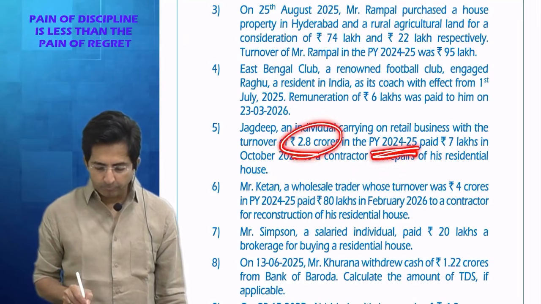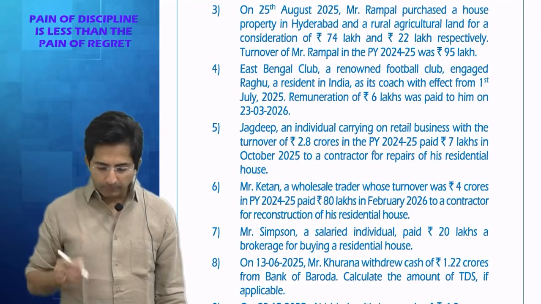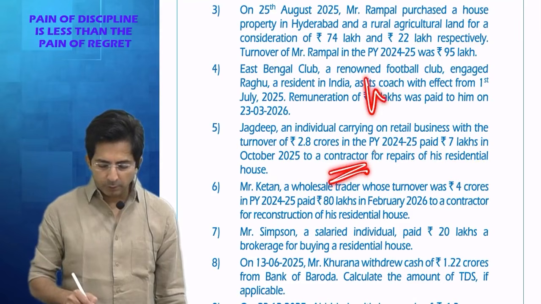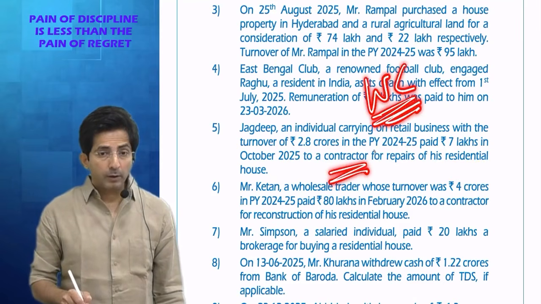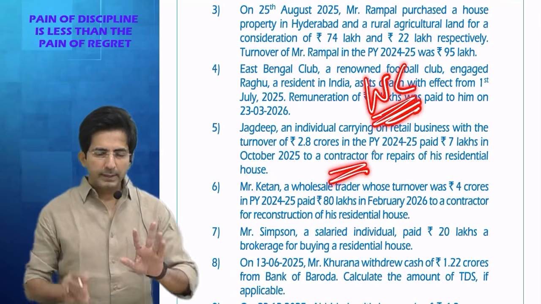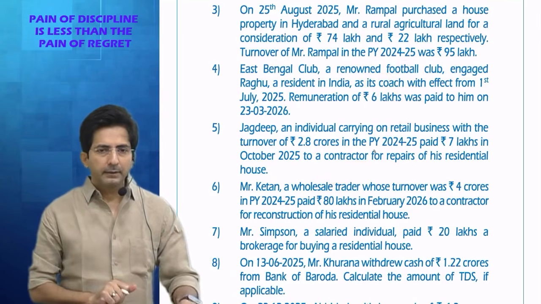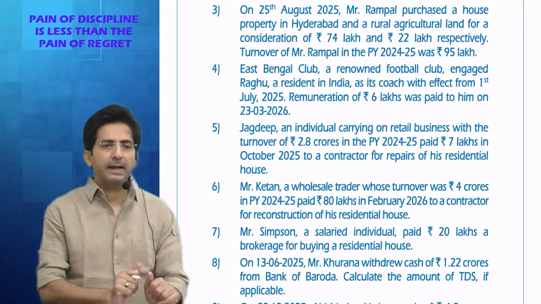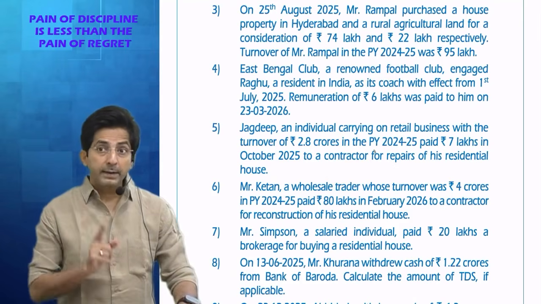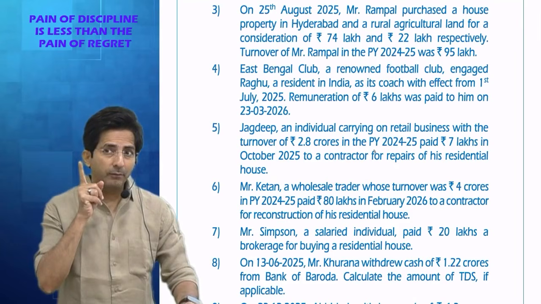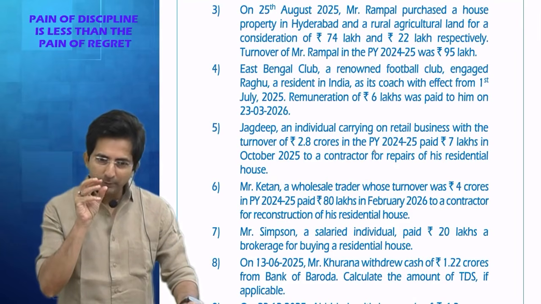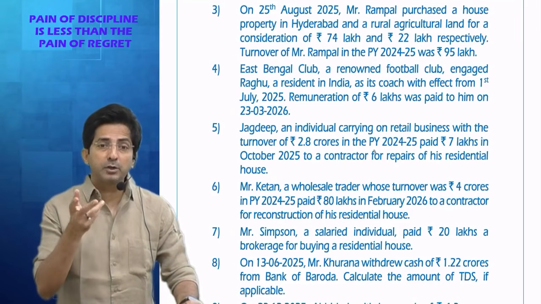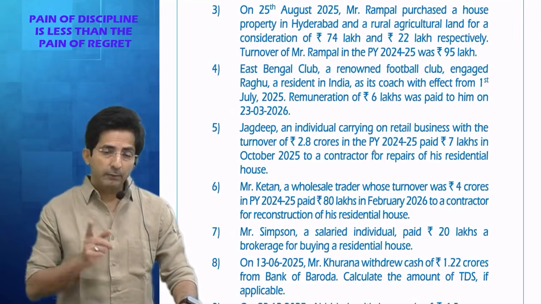Then next point, Jagdeep, an individual carrying on retail business with a turnover of 2.8 crores in the previous year 24-25, means the last financial year, paid 7 lakhs to a contractor for repairs of residential house. See, whenever you make payment to a contractor, it reminds you of works contract. Now in works contract, be careful, there are 2 sections. One is the main section 194C, another is 194M, the parallel section. So how to decide 194C will apply or 194M? 194M applies when works contract payment is done by small individual HUF, or even if big individual HUF, it is a personal transaction. Then 194M.